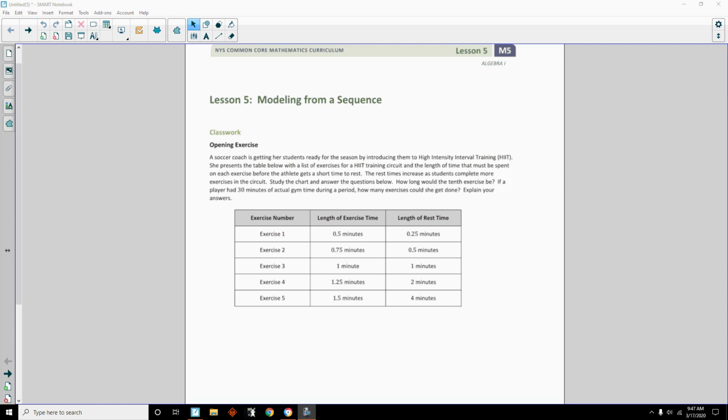How long would the 10th exercise be? If a player had 30 minutes of actual gym time during a period, how many exercises could she get done? Explain your answer.